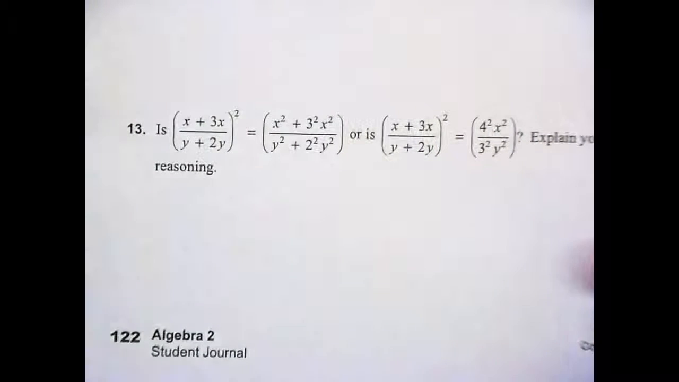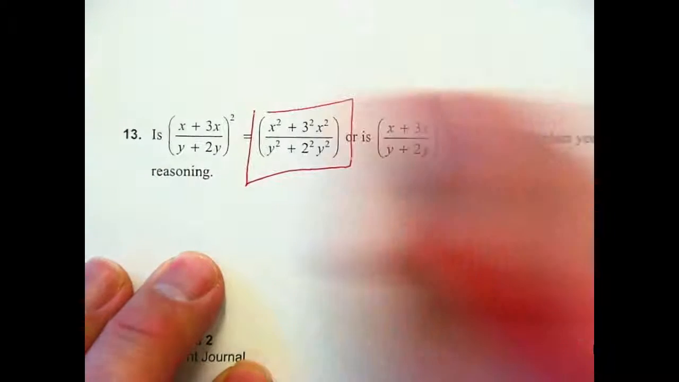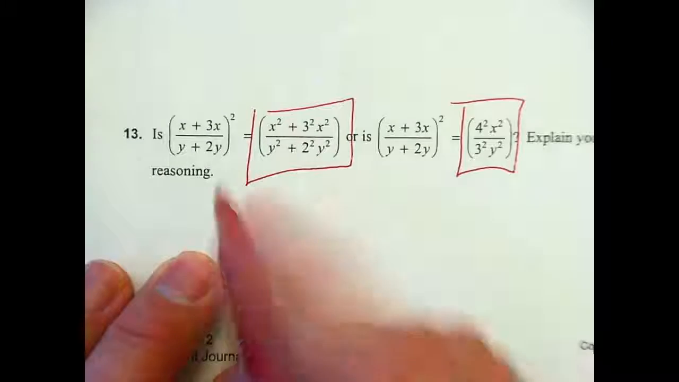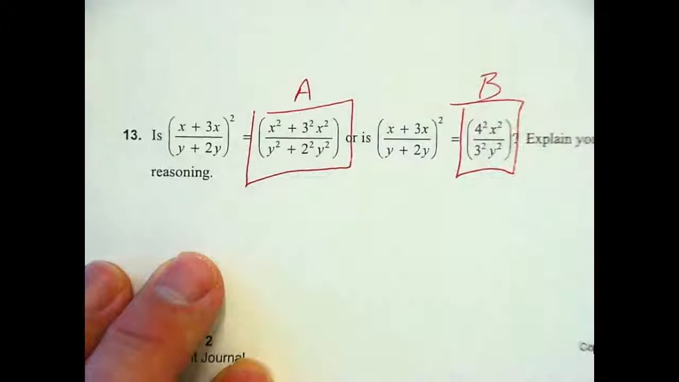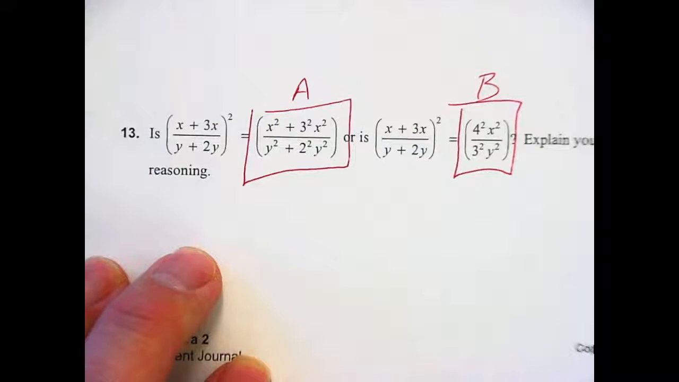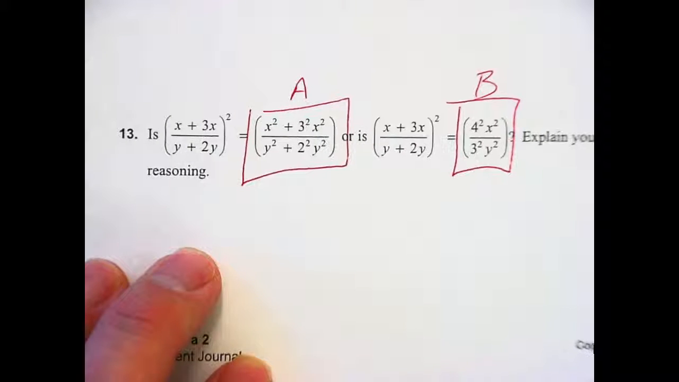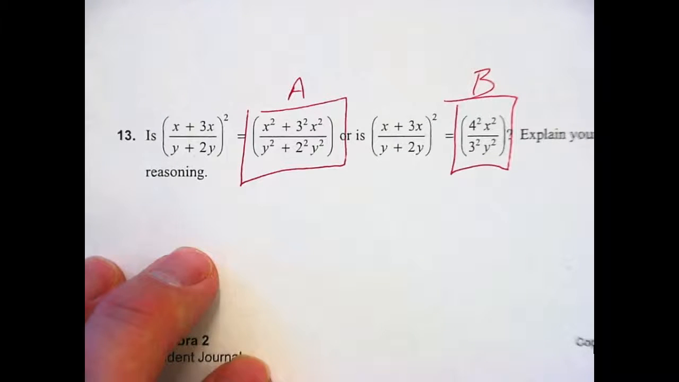The last problem is the one that I want you to spend some time on, though. Number 13. Which one is it? Is it equal to that, or is it equal to that? Does this simplify to, we'll call that one A and that one B? How many say A? How many say B?